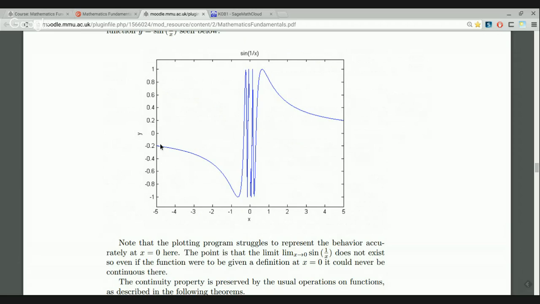So the upshot is that sine of 1 over x is not continuous at x equals 0, and there's no way to make it continuous at x equals 0. There's no possible value that you could assign to the function at x equals 0 which would fix it, which would make it continuous.